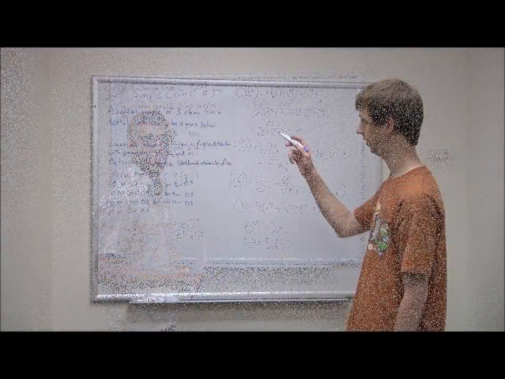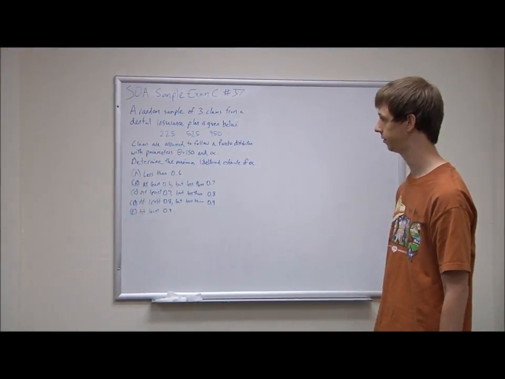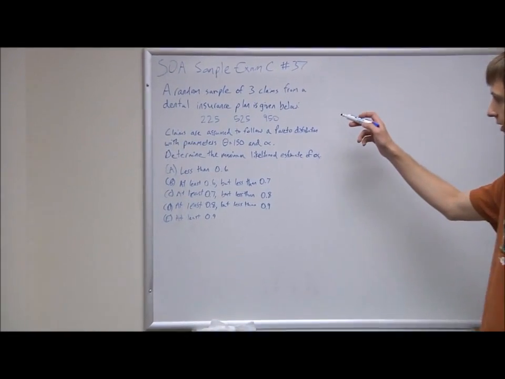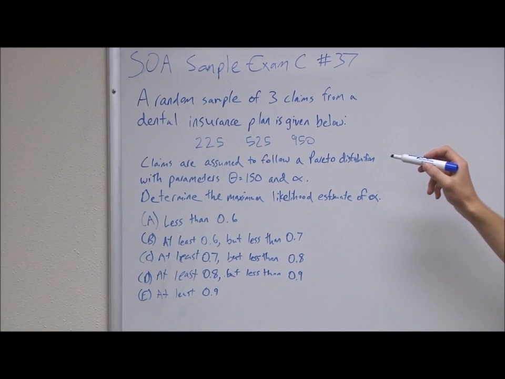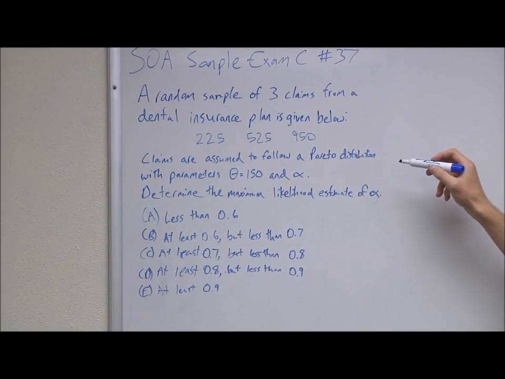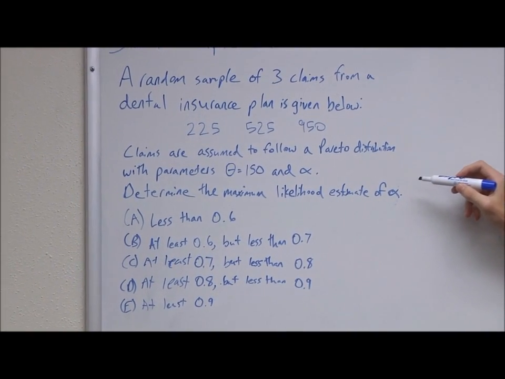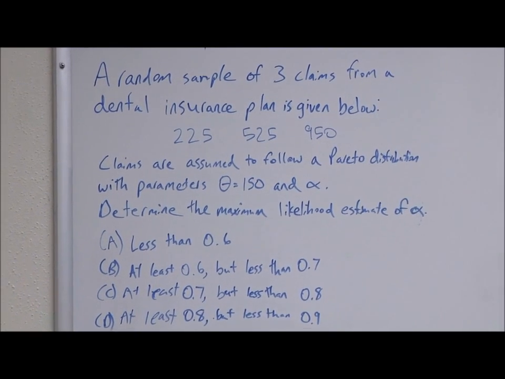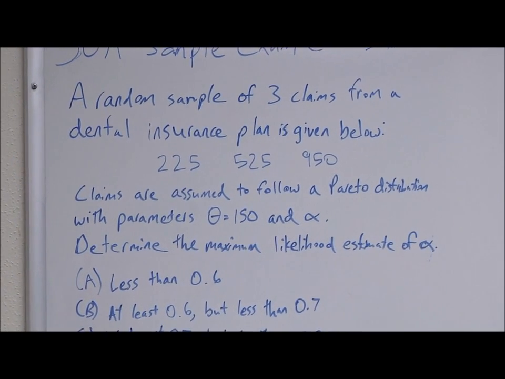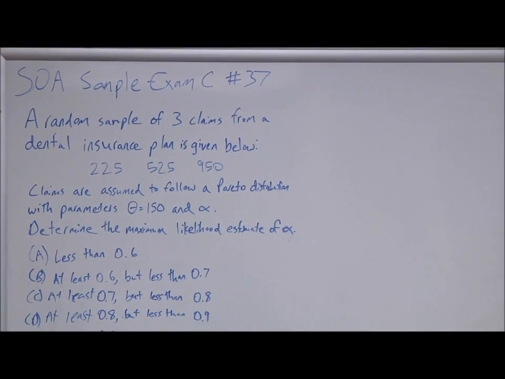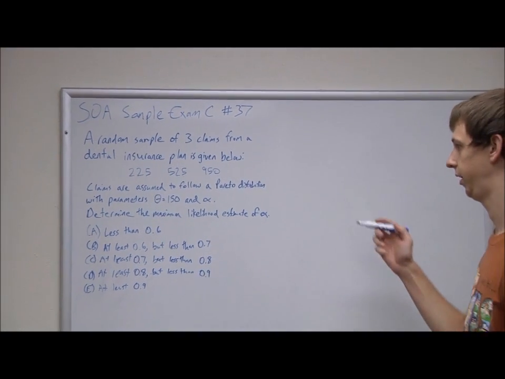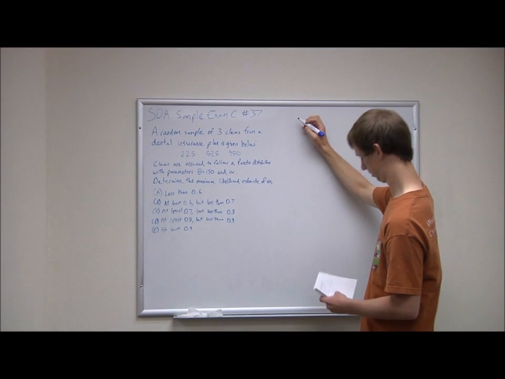So I'll be working SOA Sample Exam C number 37. We were given 3 sample claims, and our claims follow a Pareto distribution with parameters theta equals 150 and alpha, and we're trying to find the maximum likelihood estimate for alpha. So our first step is to find the likelihood function, which is the product of the density functions evaluated at each of our sample claims.